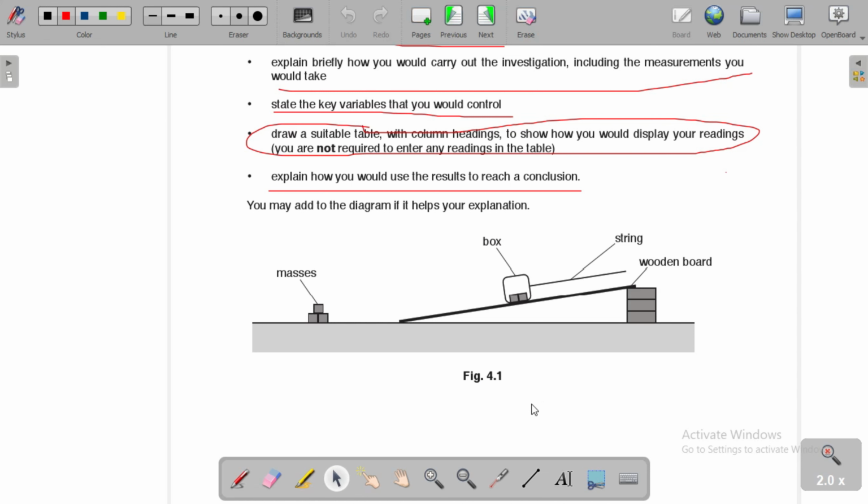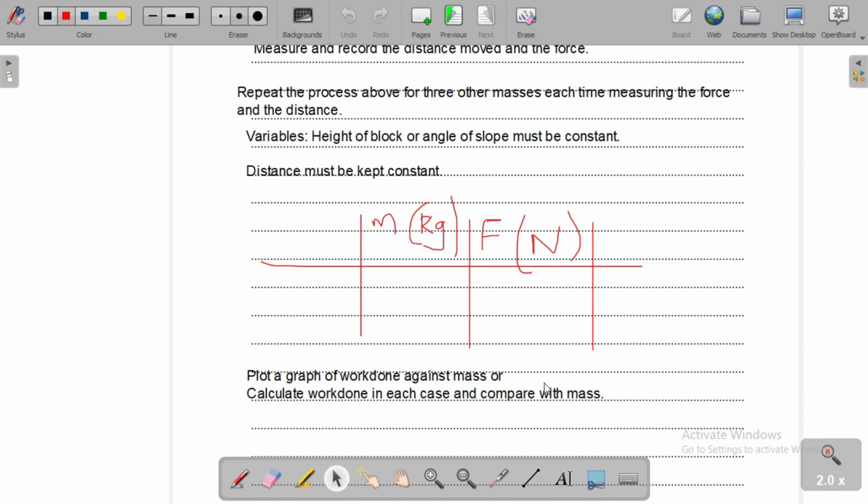Let me see, is there any other question there? No, that means we've answered all the questions. That will be the end of our solution to IGCSE past question today.